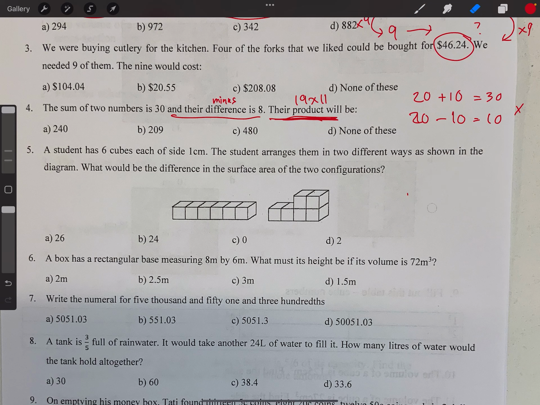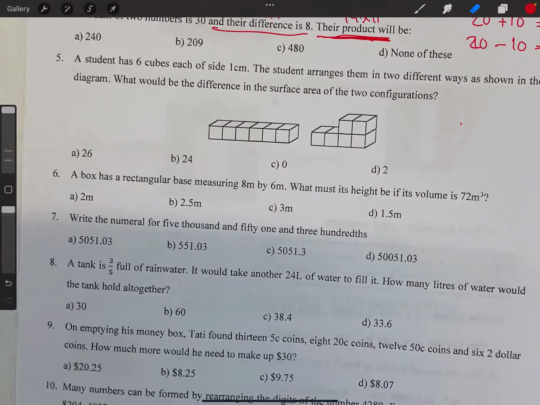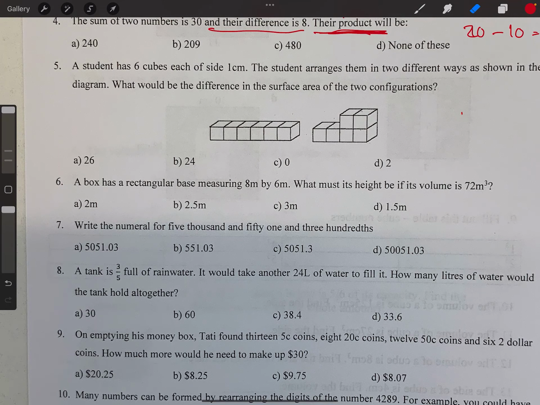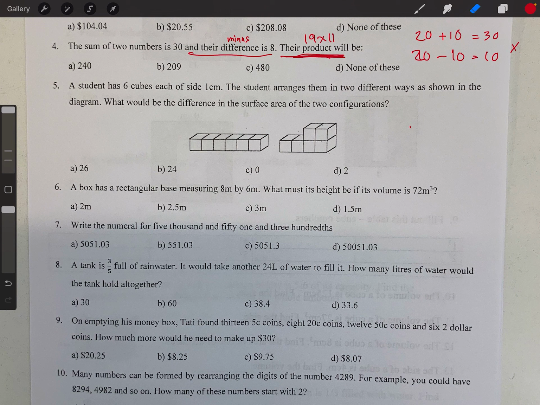Next one. A student has 6 cubes, each of side 1 centimeter. The student arranged them into two different ways as shown in the diagram. What will be the difference in the surface area of the 2 configurations?